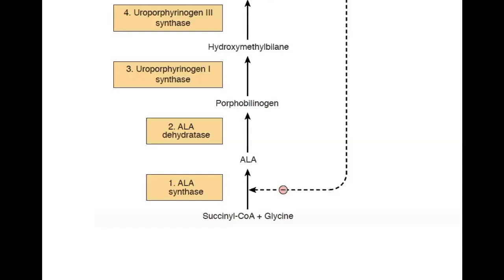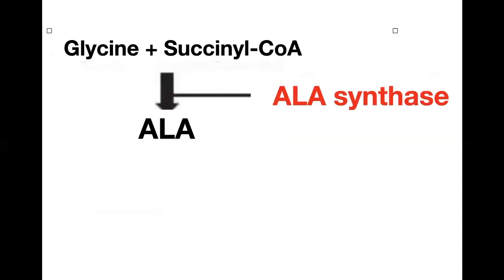Okay, now zoom in and memorize this. Glycine plus succinyl-CoA becomes ALA. The enzyme is ALA synthase. This is the rate-limiting step, the most important step in heme synthesis. And please take note, ALA synthase is the rate-limiting enzyme.